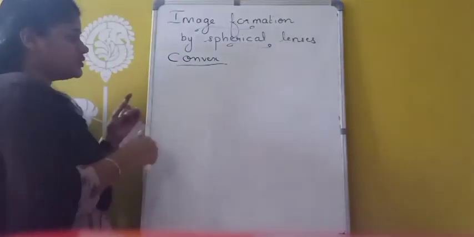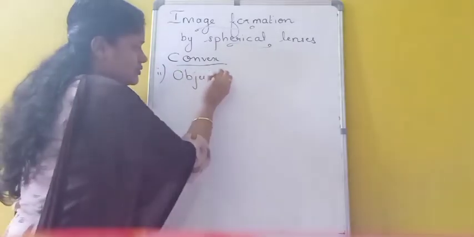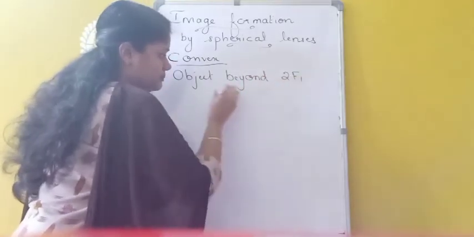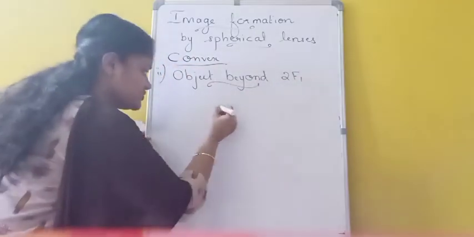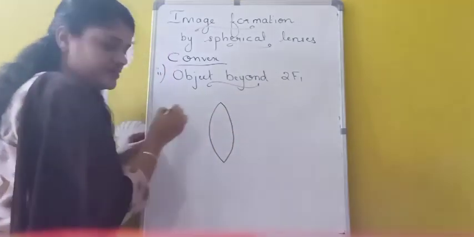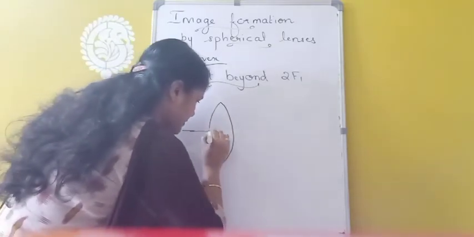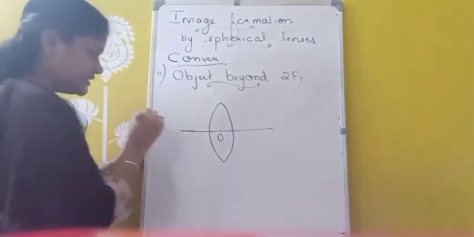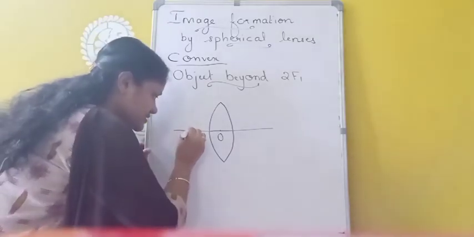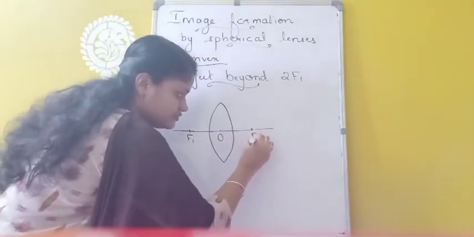Next is object beyond 2F1. So first of all, I am drawing a convex lens. Optic center is the center of the convex lens. Then I am drawing a principal axis, and we have the focus here. I told you in the case of lens we have two focus. One is on the left hand side, one is on the right hand side, and this one I am taking as F1, and this one I am taking as F2.